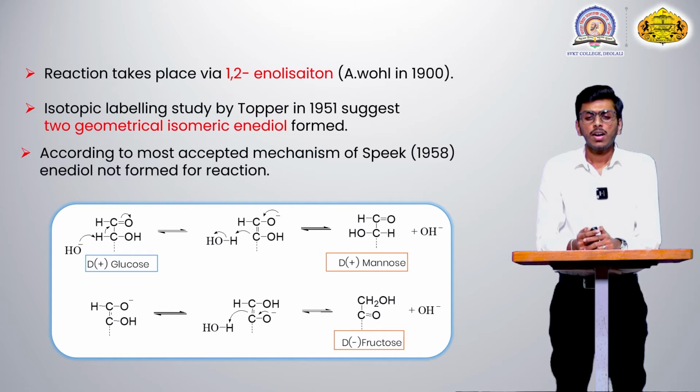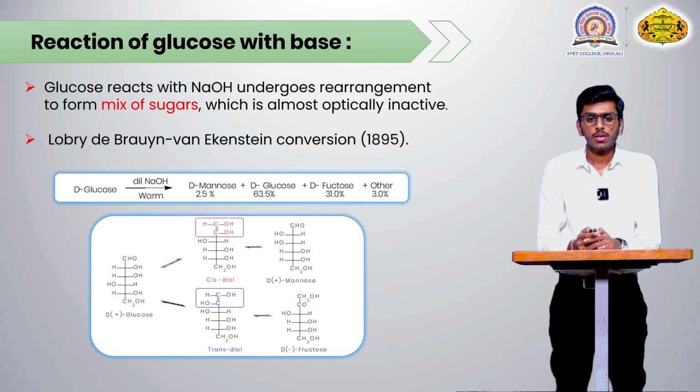There are many mechanisms suggested by scientists for this reaction. The reaction takes place via 1,2-enolization according to Wohl in 1900. We see that the cis-diol is converted into D-mannose. On the other hand, the trans-diol gives us D-fructose.